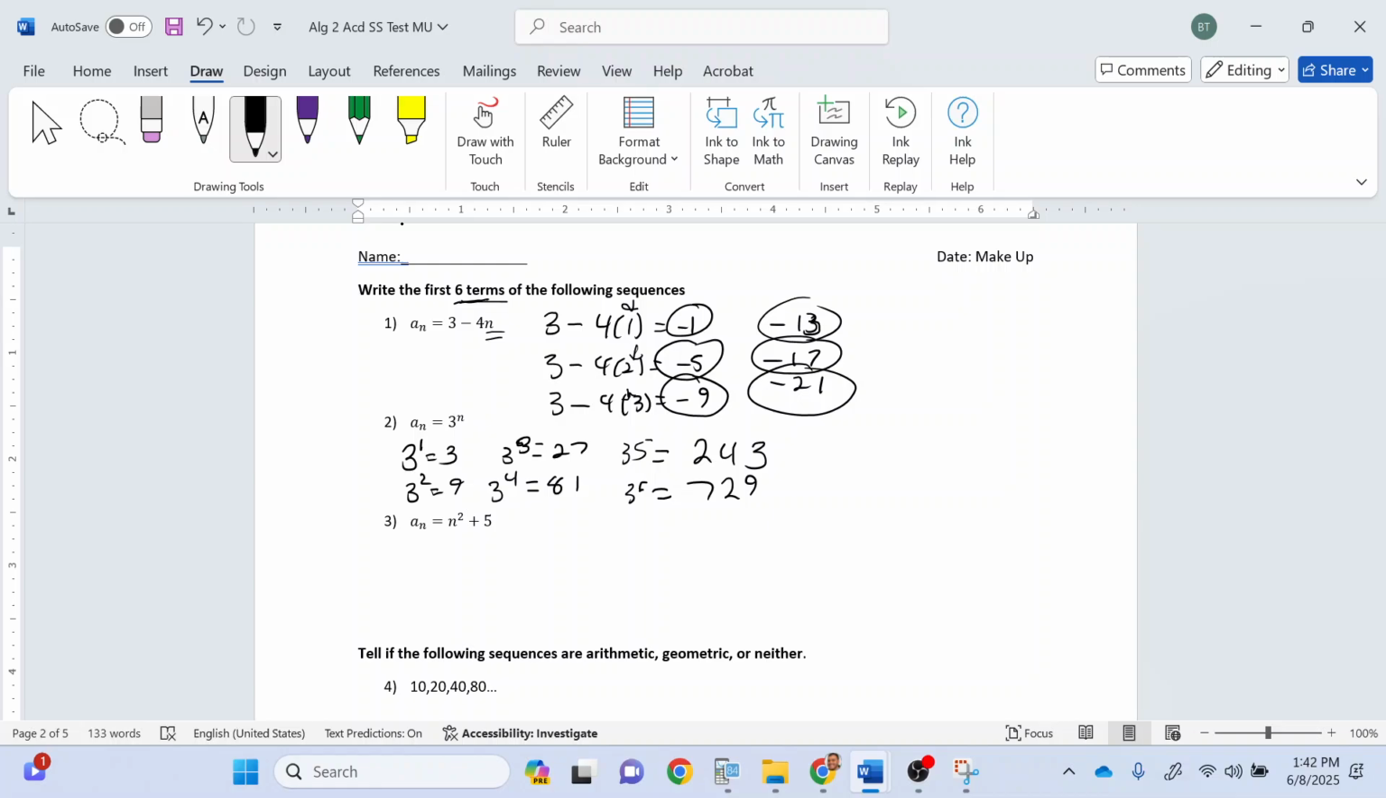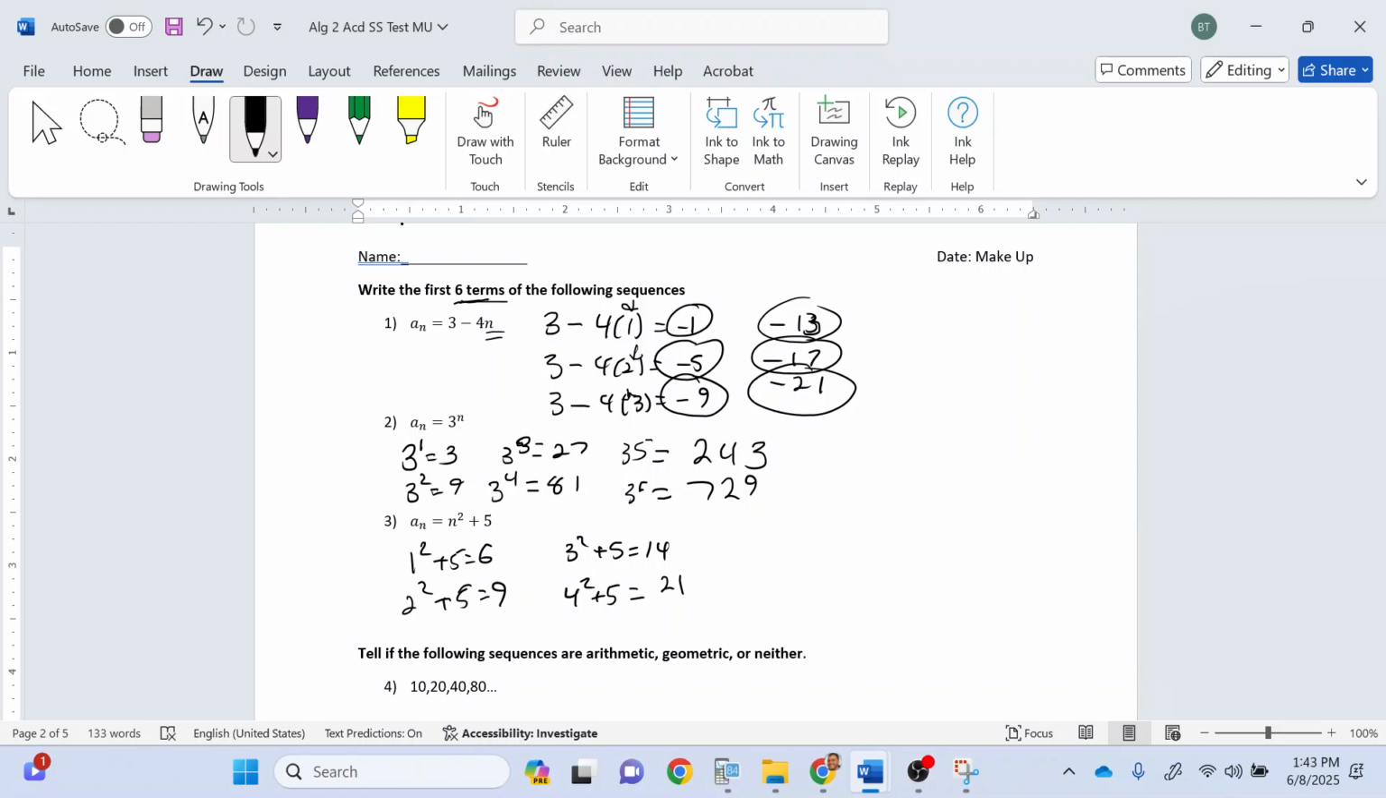Over here, it's n squared plus 5. So 1 squared plus 5 is 6. And 2 squared plus 5, that's 4 plus 5, is 9. And then 3 squared plus 5, that's 9 plus 5, that's 14. And 4 squared plus 5, or 16 plus 5, that's going to be 21.